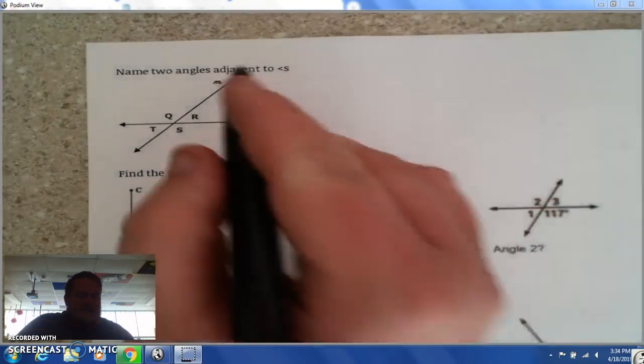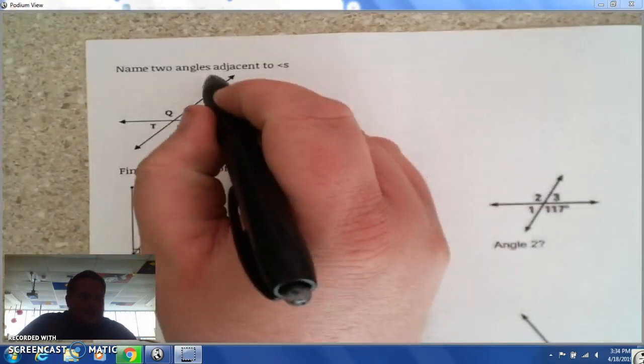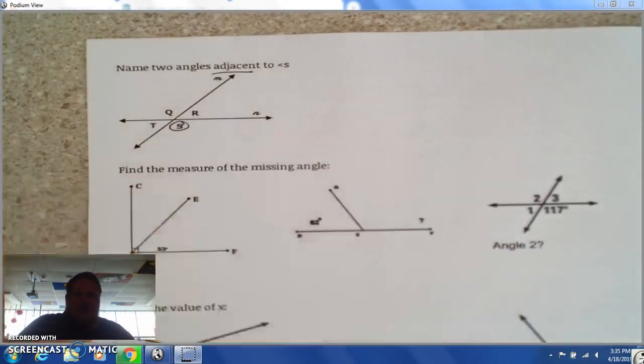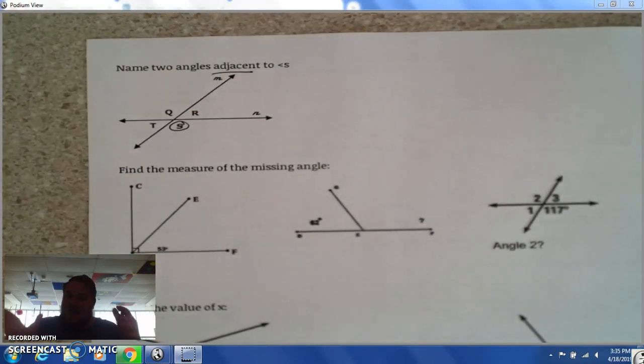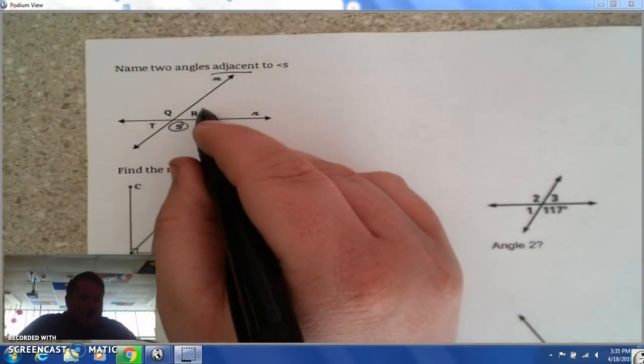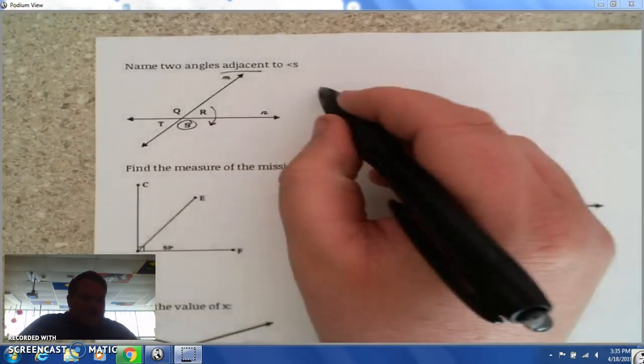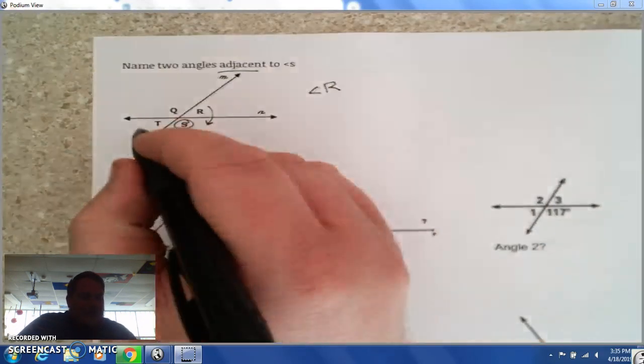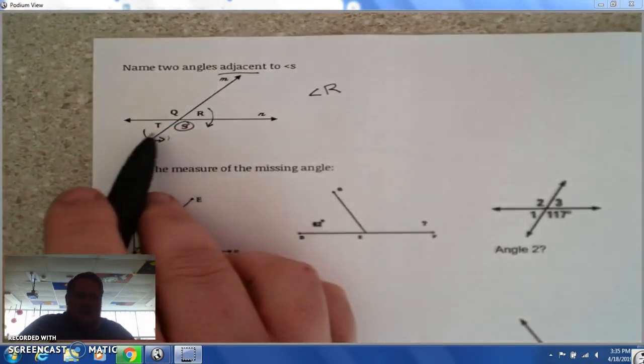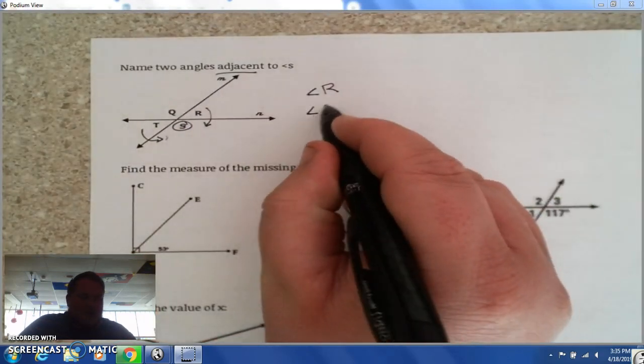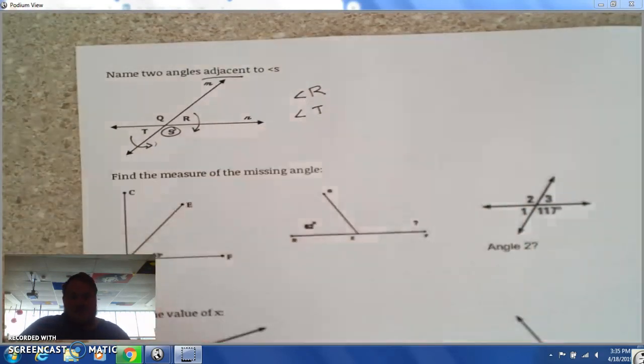Now it wants us to label two angles that are adjacent to angle S. That means that they're side by side. So angle R is right beside angle S, so I could say angle R. And angle T is right beside angle S. So angle R and angle T are adjacent.